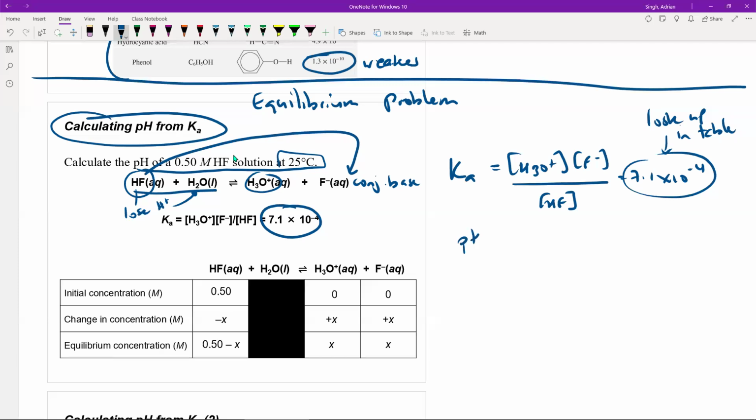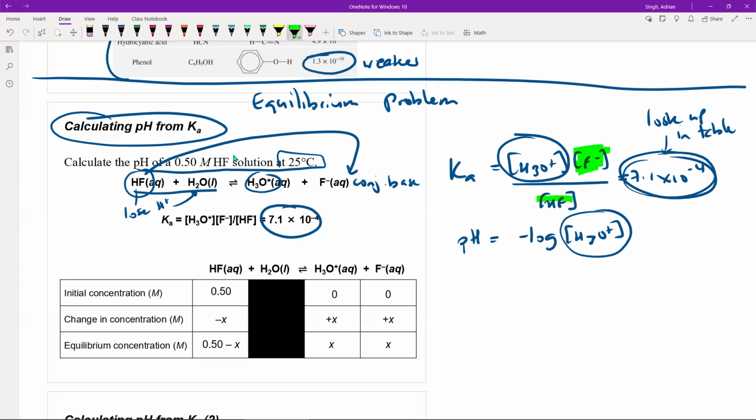How do we determine pH? Well, pH is equal to the negative log of the H3O plus concentration, right? So in order to determine the pH, guess what we need? We need the H3O plus. We need to solve for this. We know that when we divide all these concentrations by each other, we should get the 7.1 times 10 to the negative 4. We still need to determine the other two things here, right? The F minus and the HF. And we're going to determine those using our equilibrium system, and specifically now, we're going to generate our ICE table.